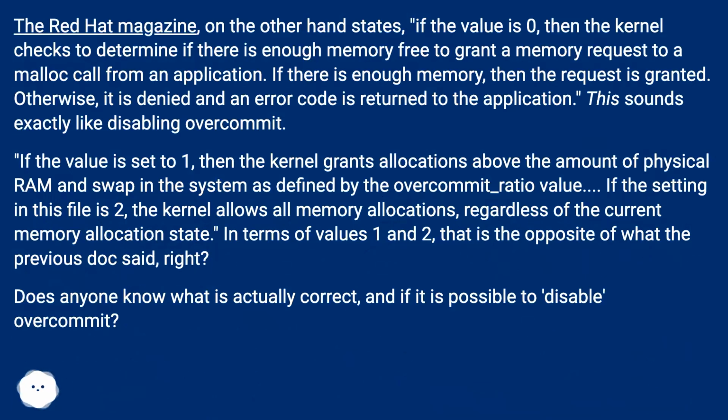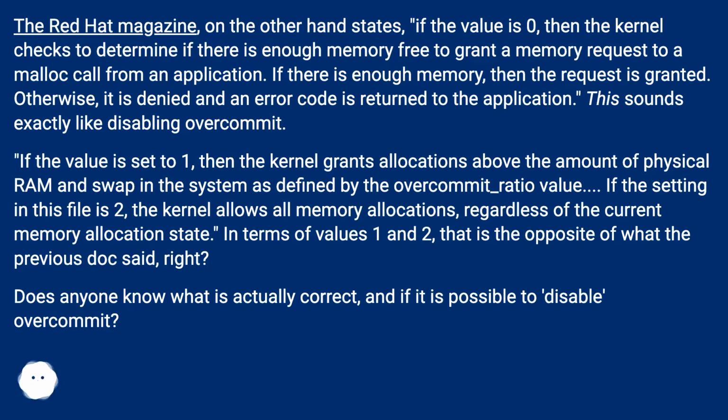The Red Hat magazine, on the other hand, states, if the value is 0, then the kernel checks to determine if there is enough memory free to grant a memory request to a malloc call from an application. If there is enough memory, then the request is granted. Otherwise, it is denied and an error code is returned to the application. This sounds exactly like disabling overcommit.